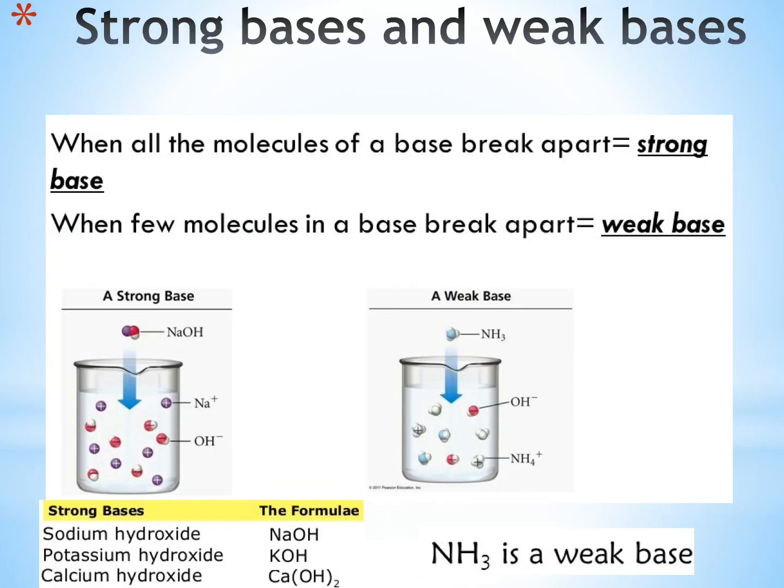Okay, we learned about strong acid and weak acid, right? In this slide, we will try to talk about strong base and weak base. Let's start with a strong base. What is a strong base? A base is said to be strong when all the molecules of the base break apart in water to produce hydroxide ion.